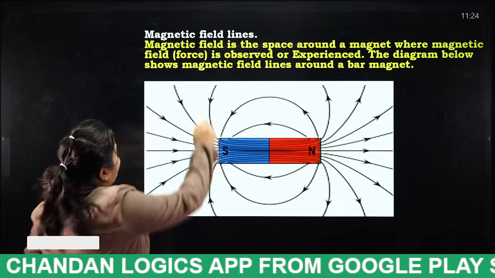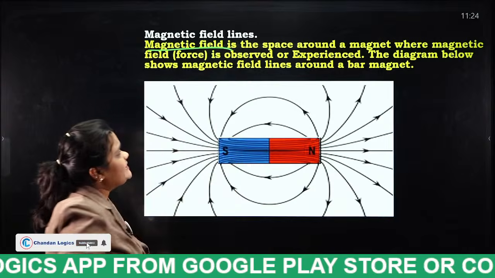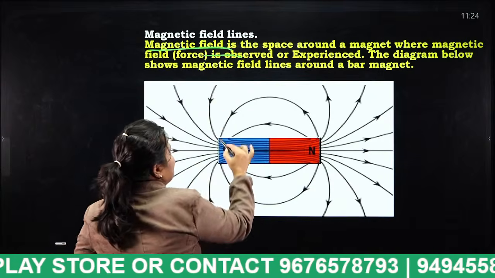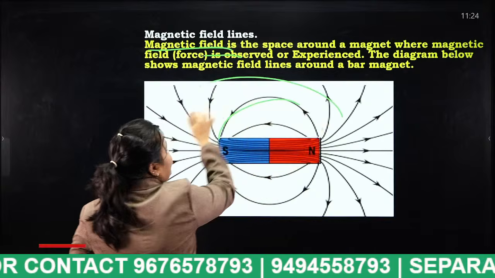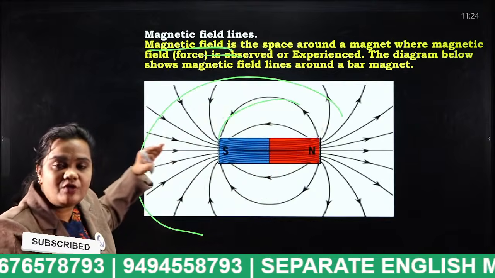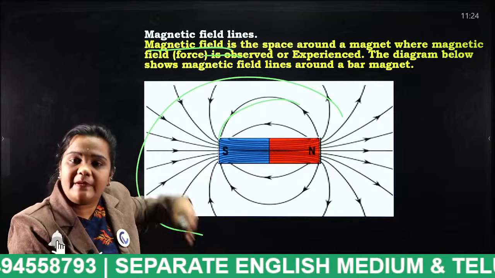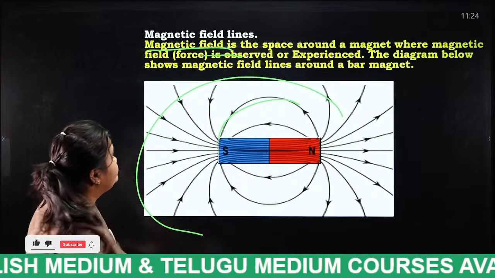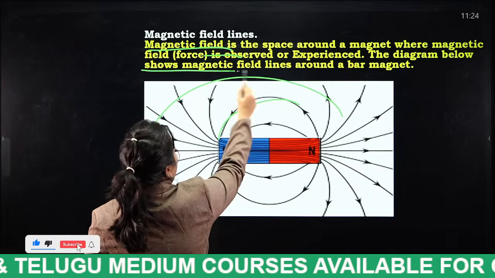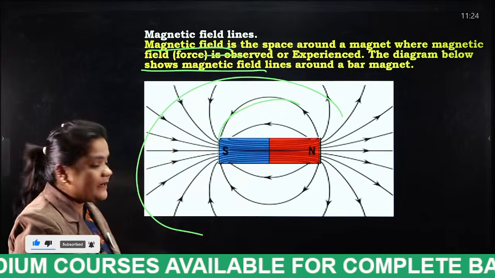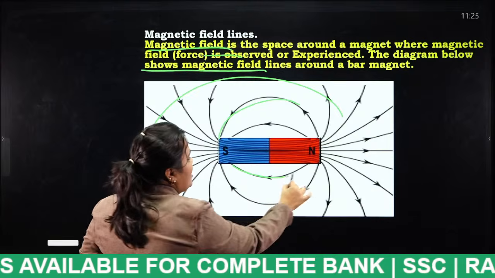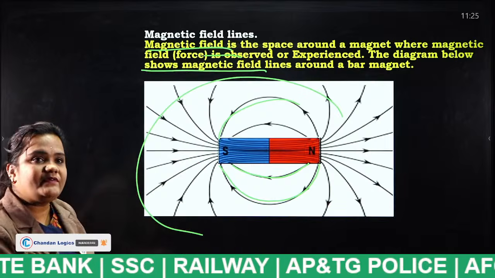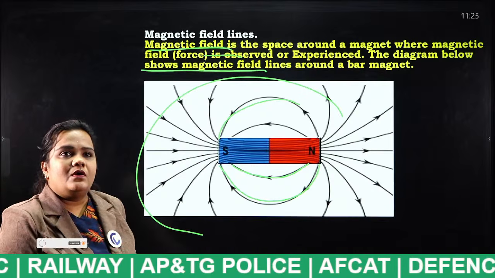Remember, very, very important. Beyond this magnetic field, there will not be any magnetic properties for that particular object. Magnetic field is the space around a magnet where the magnetic force is experienced. Within this place only, this magnet will have the properties of a magnet. Beyond that, there will be no magnetic properties. Okay. The diagram below shows magnetic field lines around a bar magnet, and these lines are considered as what? Magnetic fields. I think everybody knows this.